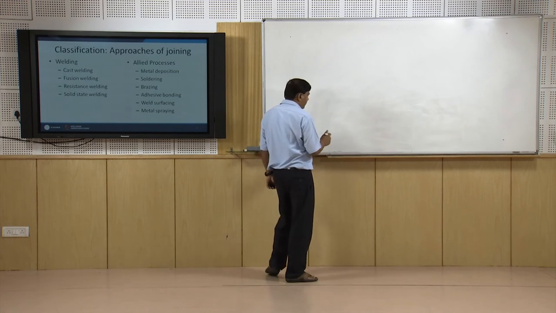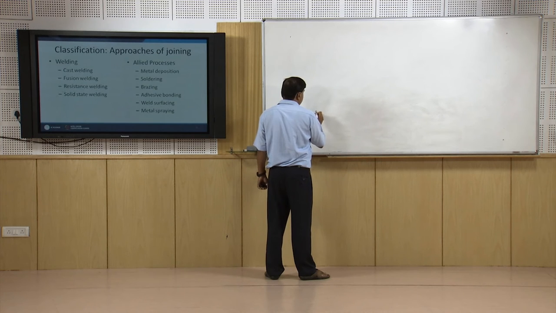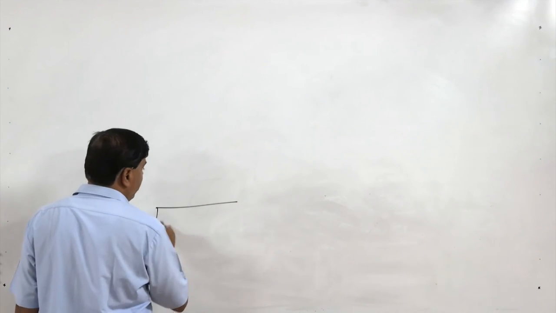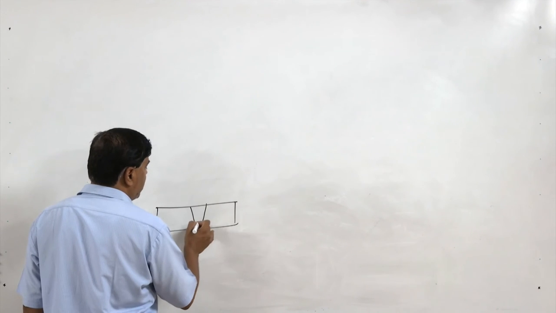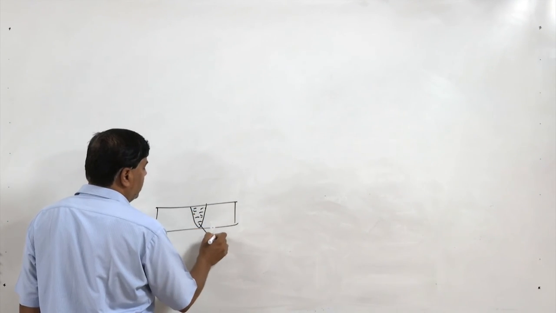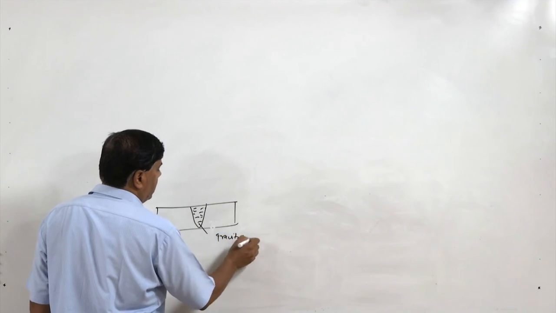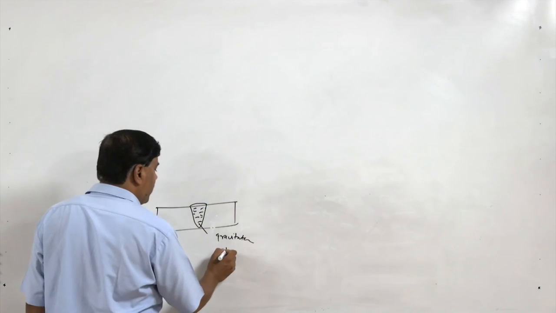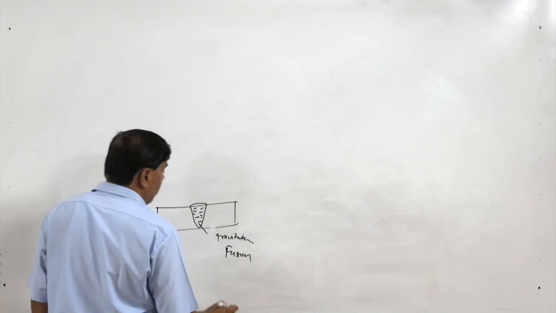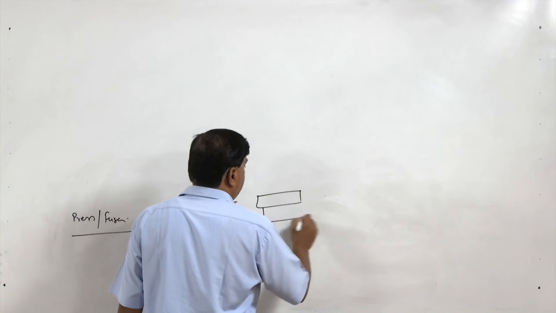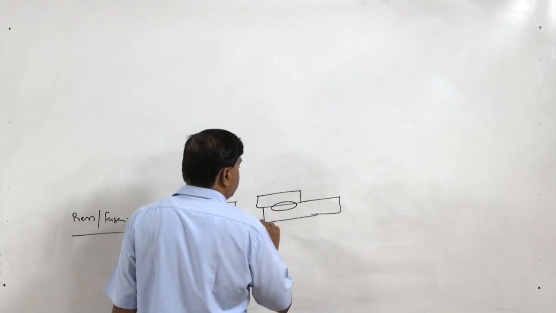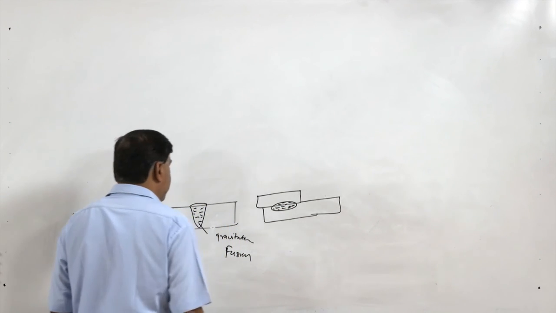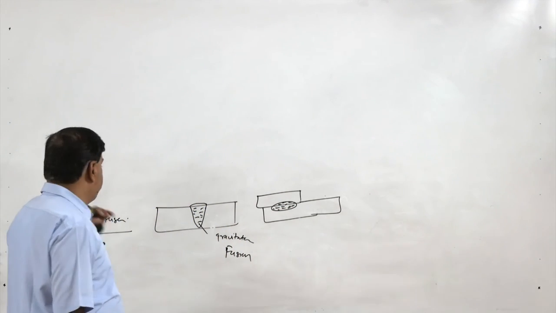Now we have the other processes, like pressure and fusion welding. In fusion welding, the melting of the faying surfaces is achieved and the solidification of the molten pool is allowed under normal gravitational conditions without any external force. So if this is the case, then we will see that it is normal fusion welding. Sometimes, if the molten metal is generated and then it is allowed to solidify only in confinement under pressure conditions, then that is categorized under pressure welding.